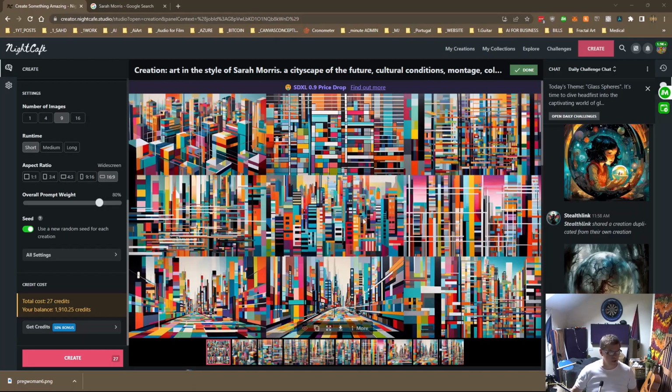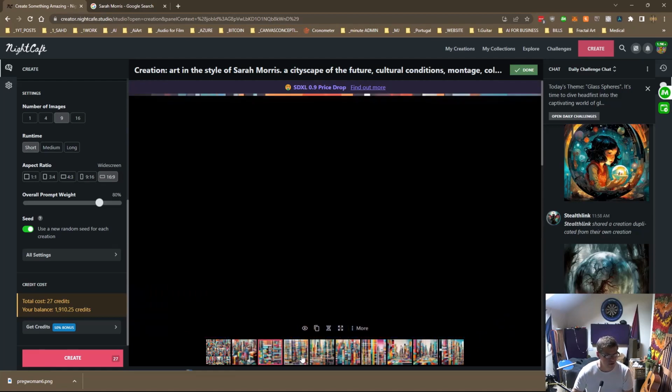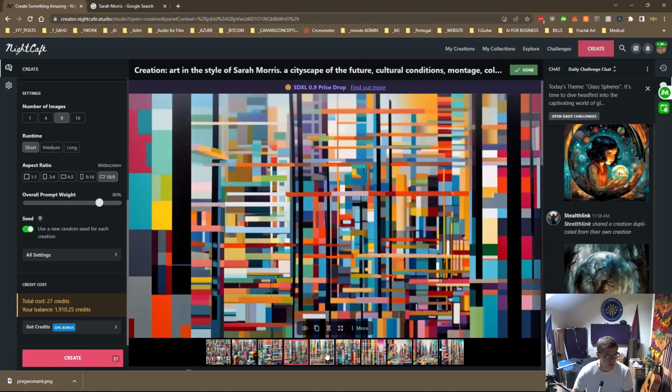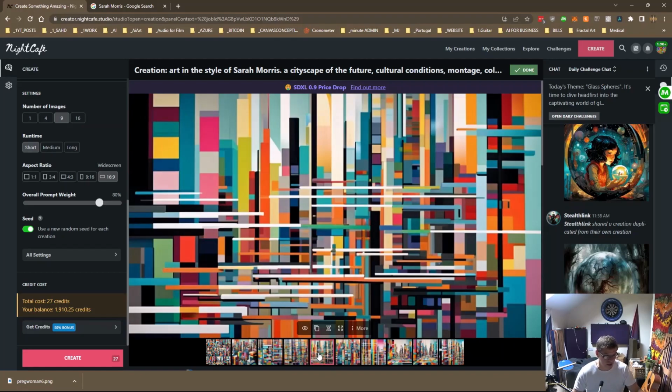So I would say that's pretty spot on. They're almost like cityscapes, montage taste, and all of those bright colours. That's pretty much perfect to what she was doing, and the prompt was created by looking in the book and using the keywords that are under her name, which is a great way to do stuff.